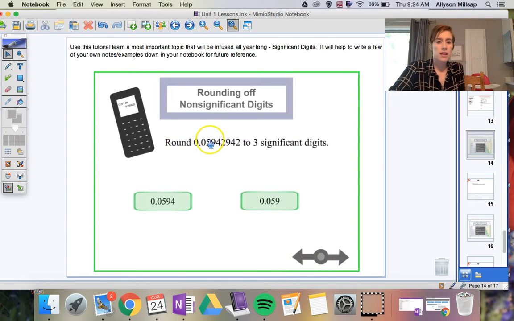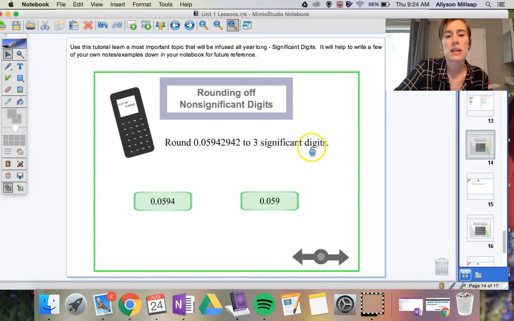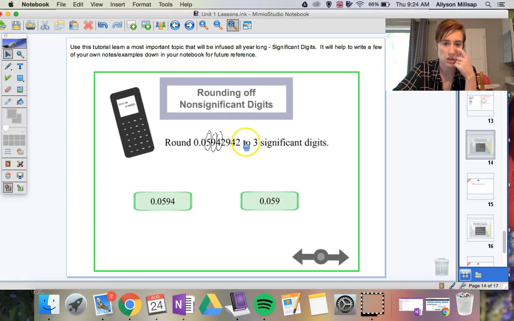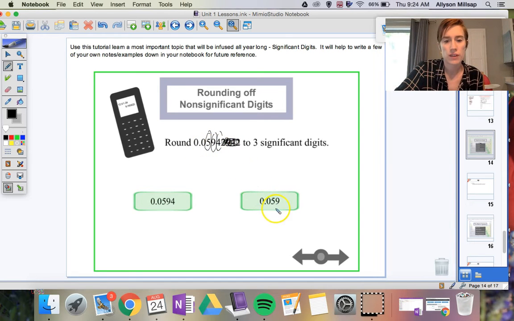This number right here, we want to round to 3 significant digits. So do we make it 0.0594 or 0.059? Well, if we want 3 significant digits, let's count. This is 1, this is 2, this is 3. So 594 are our 3 significant digits. We have to check the one next to it though, the 2. We have to make sure it's less than 5. 2 is less than 5, so I can cross out the rest of these. We cannot use them. So my answer is 0.0594.